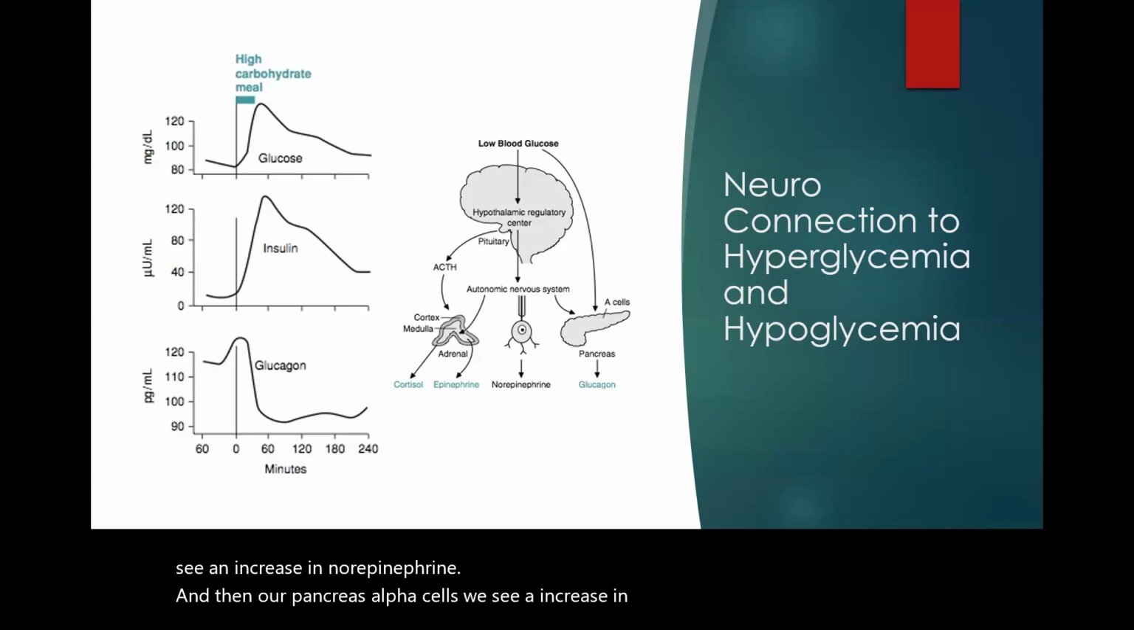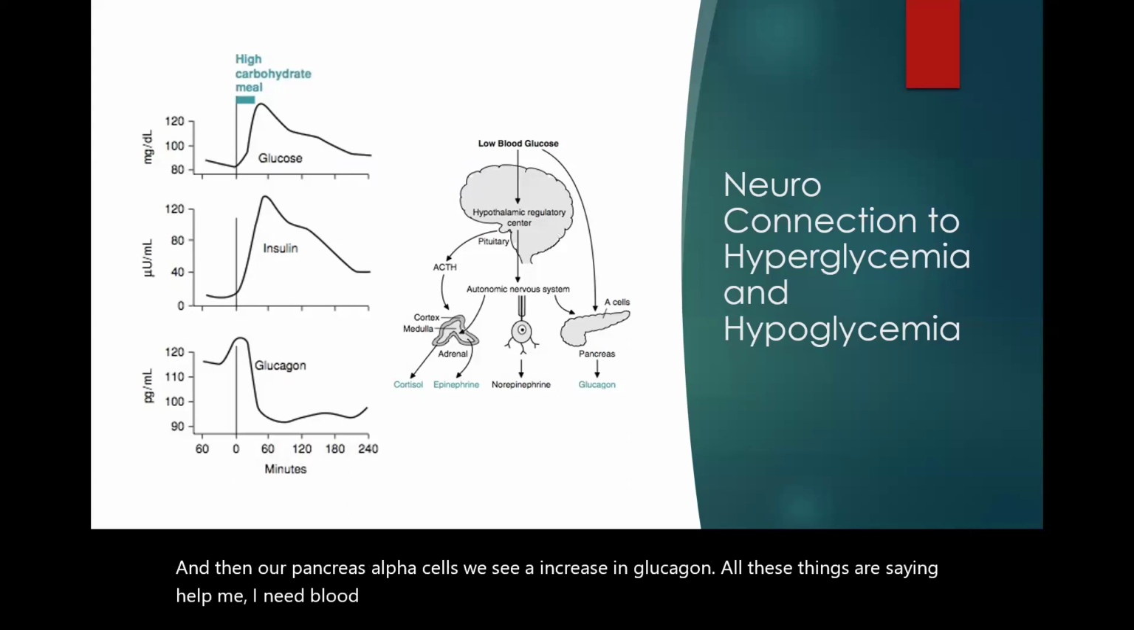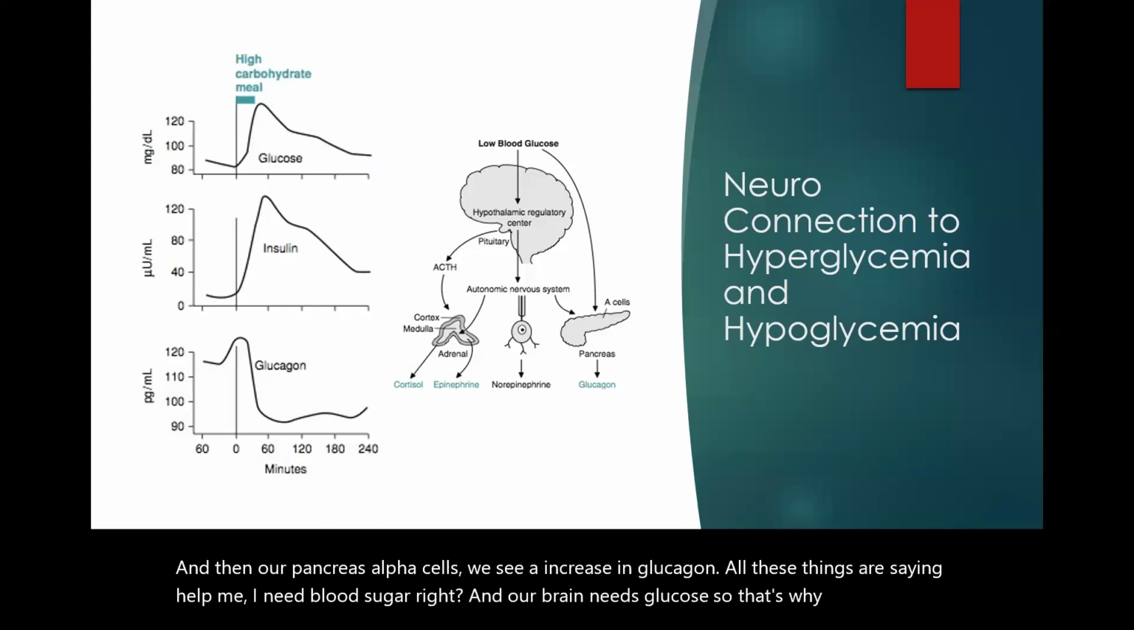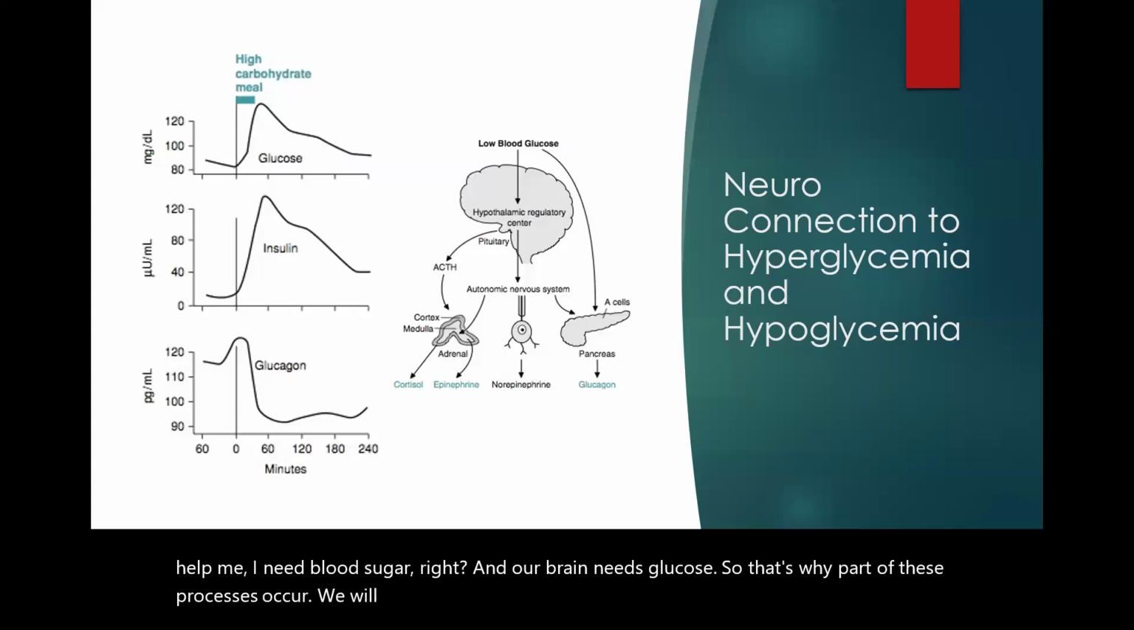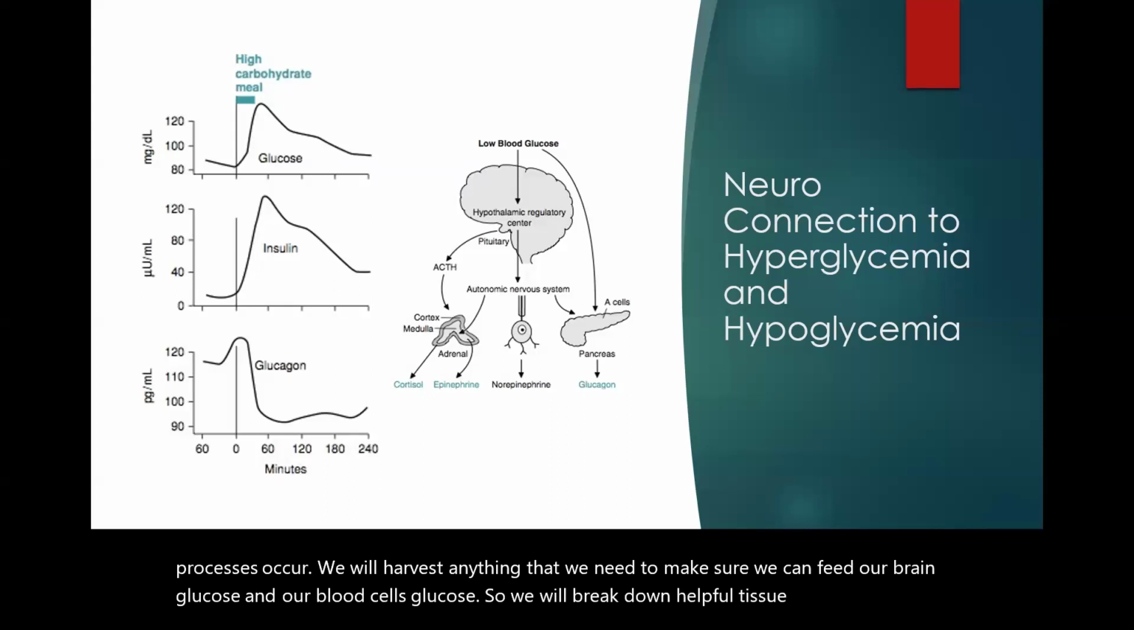All these things are saying, help me, I need blood sugar, right? And our brain needs glucose, so that's why part of these processes occur. We will harvest anything that we need to make sure we can feed our brain glucose and our blood cells glucose. So we will break down helpful tissue if those organs are starving.